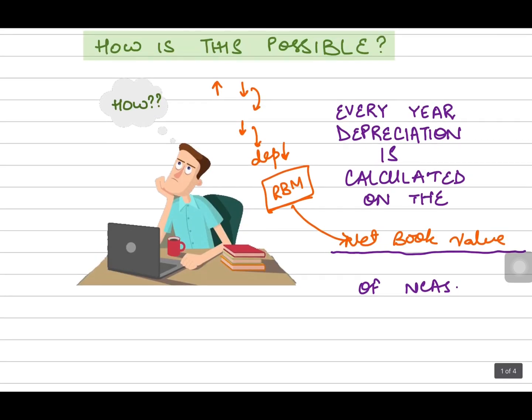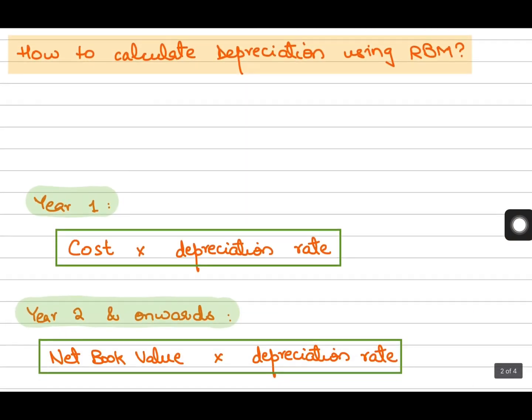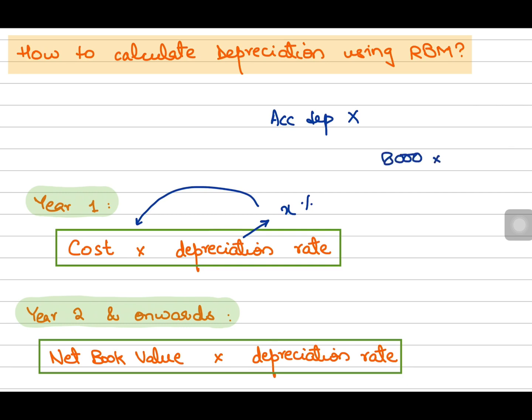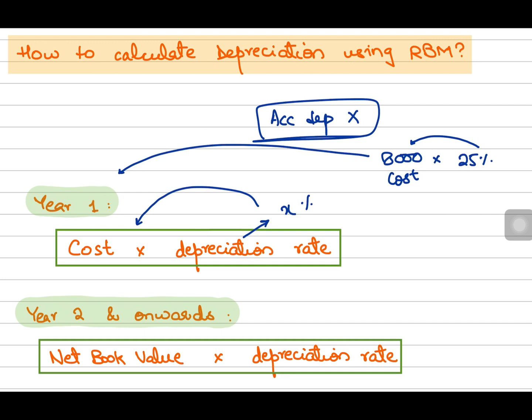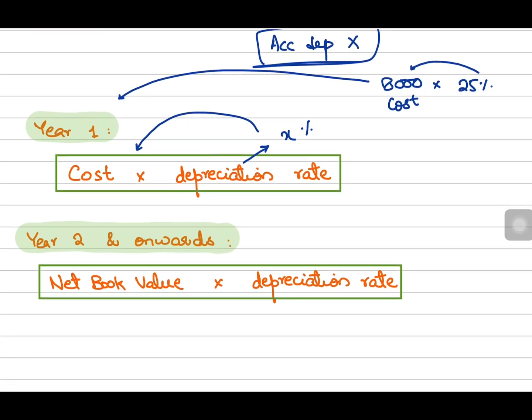Now, let us understand how we calculate depreciation under reducing balance method. In the first year, since there is no accumulated depreciation, the depreciation rate given to us in the question will be applied on the cost of the non-current asset. For instance, the cost is $8,000 and the company policy is to apply depreciation of 25% using reducing balance method. So, this percentage rate will be applied on the cost, but in the first year only, since there is no accumulated depreciation. Then from year 2 and onwards, the depreciation rate will be applied on the net book value.